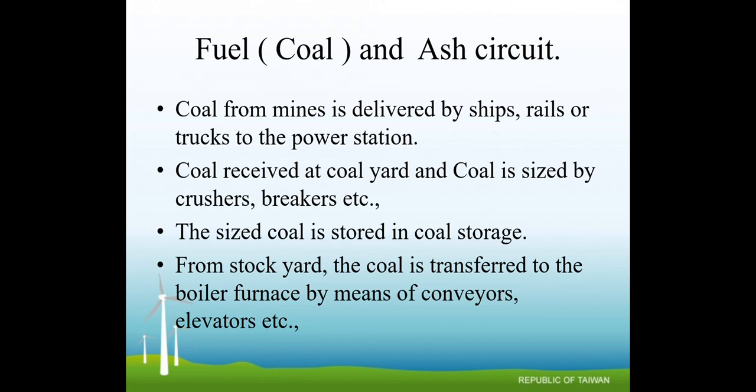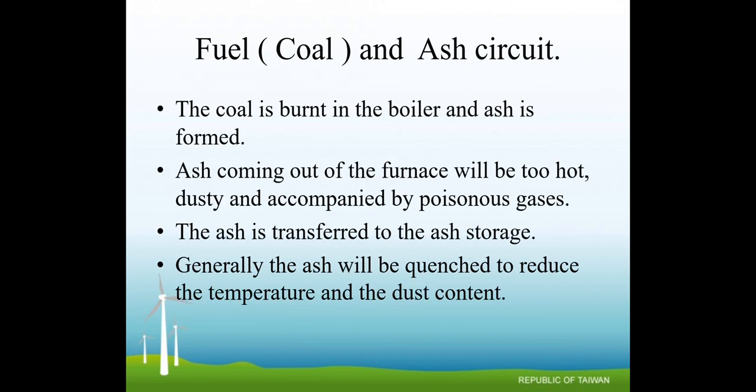Recently, in the past two days, the coal conveyor was shut down due to friction. There is a major problem in the Neyveli power plant. The government takes many steps to avoid the friction, but it happens every three or four months. It needs high maintenance. The coal is burned in the boiler and ash is formed. The ash coming out of the furnace is very hot, dusty and accompanied by poisonous gas. So the working people need masks and other protective equipment, which is highly essential.